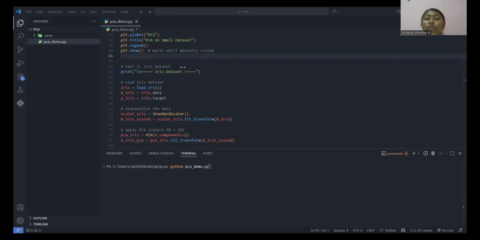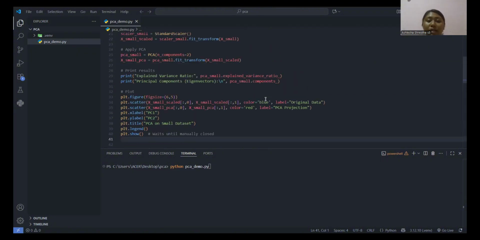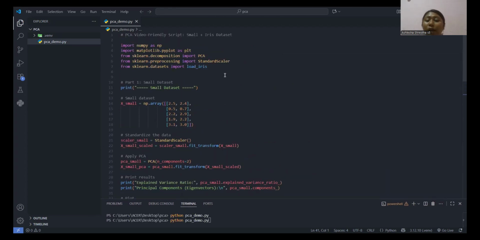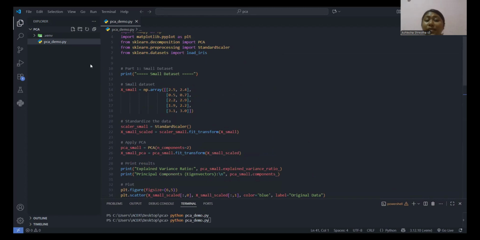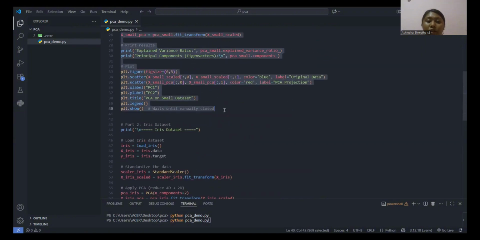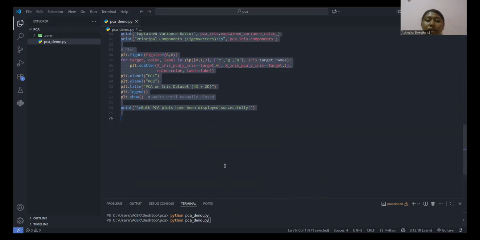Now, finally, we will use two datasets. First, a small manual dataset to demonstrate step by step, and second, the famous iris dataset from Scikit-learn. And as you can see in this code, here is the code I have written in the same PCA demo.py, and here is the code for a small dataset, and from here it is part 2, which is the iris dataset.